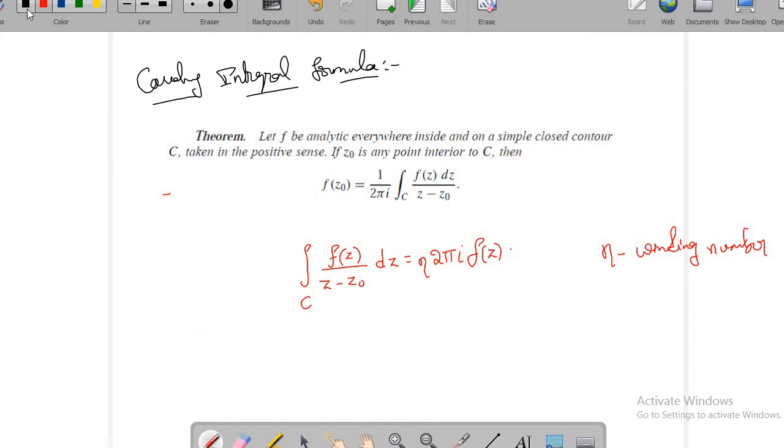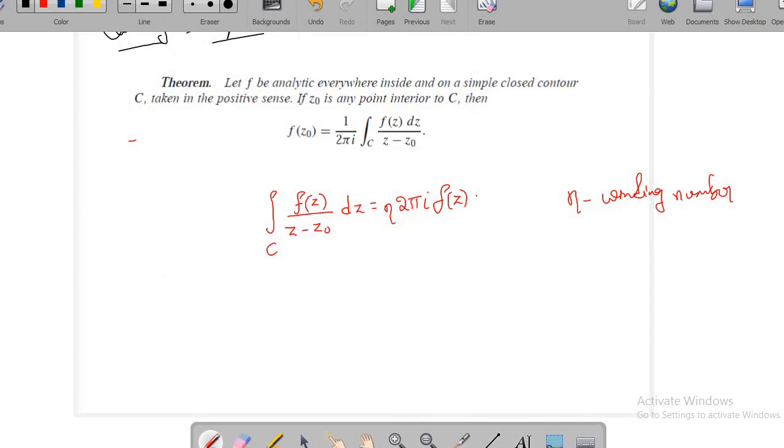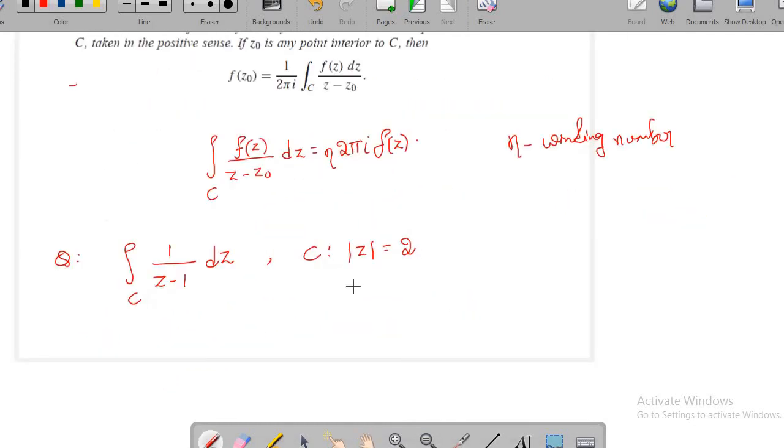To understand this, let's look at a problem. Let's solve a problem so that we get an idea. The first question is this: what is the integral along C of 1 by z minus 1 into dz, where C is mod z equal to 2? You can see the given curve, mod z equal to 2, is nothing but a circle centered at origin with radius 2.